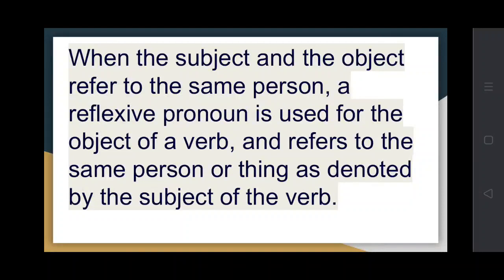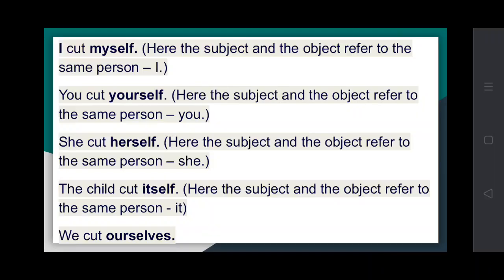So when the subject and the object refer to the same person, a reflexive pronoun is used for the object of the verb and refers to the same person or thing as denoted by the subject of the verb.